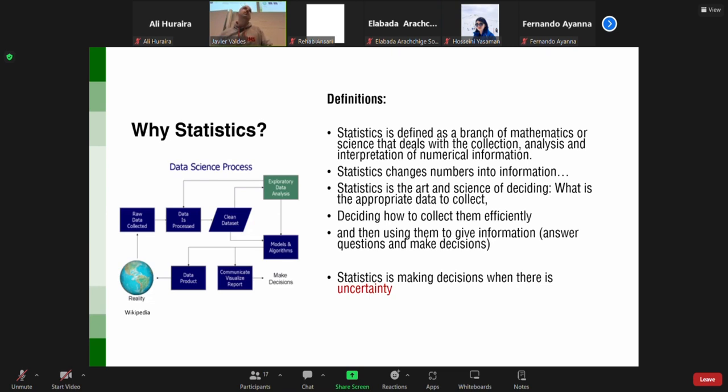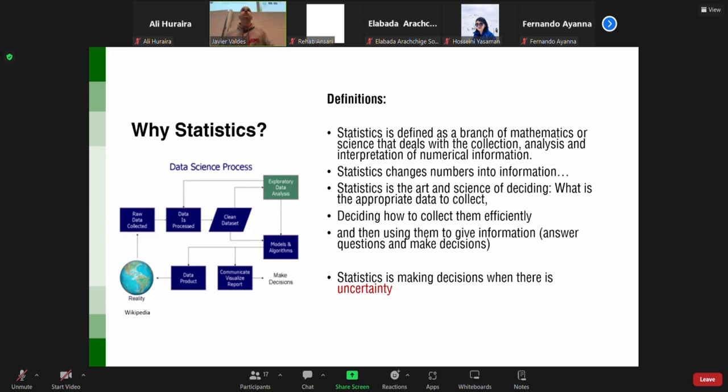This is what statistics is going to be doing for us, or we are going to be doing with statistics. So most of the clients that you are going to have in the future, or people that you are going to be working for, they actually have a problem, and it is that they have to make a decision, and they don't know how to do it. So you are the expert in order to help them to make decisions.